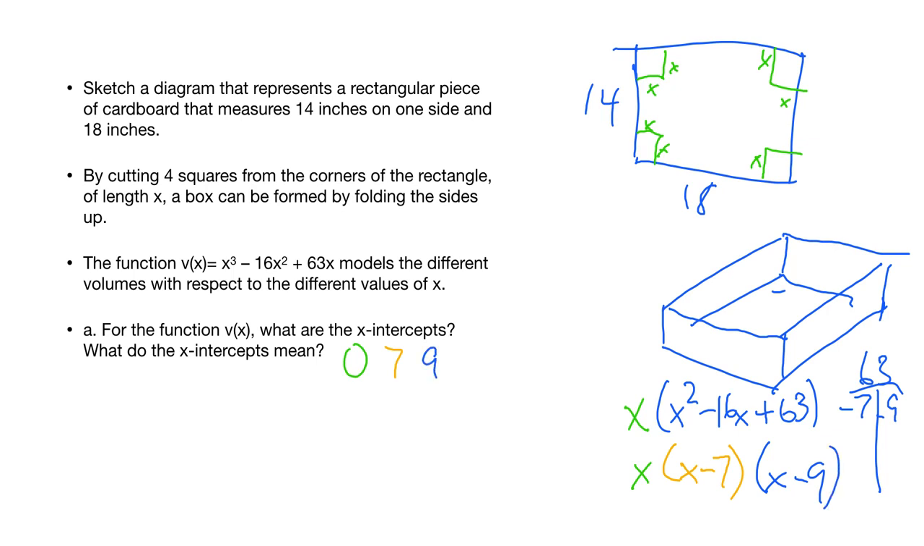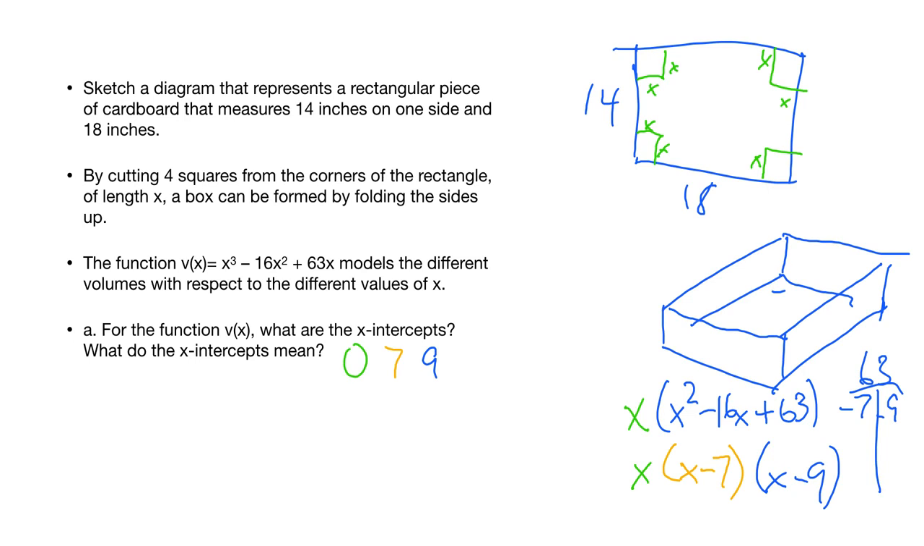So let's talk about why each of those work. The 0 would be because x is how much I cut off. I can't get below 0 because 0 is the least I could cut off. Now the 7 deals with the 14 because if I cut off 7 from each side, I've actually cut off a full 14 inches, which means I've eliminated one of the edges. And the 9 is the same for the 18.